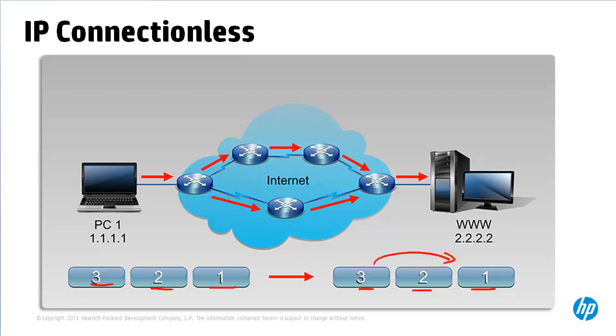IP also doesn't guarantee delivery of packets. So there's no guarantee that the packets will actually arrive. So the packets may arrive out of order, they may arrive with errors, or they may never arrive. The server needs to be able to handle those situations. So higher layer protocols need to ensure that reordering and checking of packets takes place to ensure successful delivery of data.